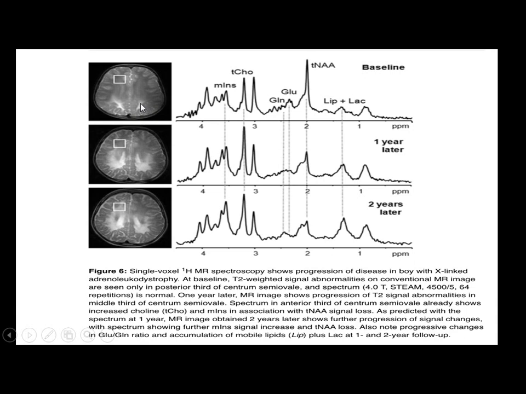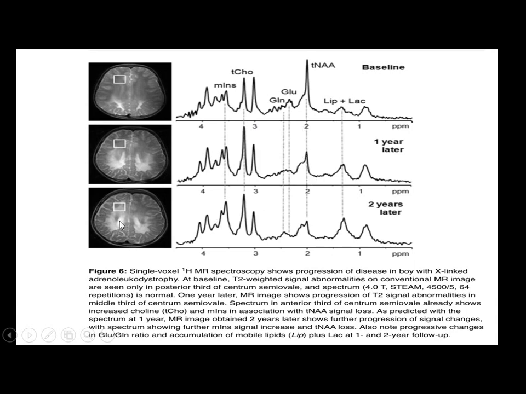This is a patient with adrenoleukodystrophy. You can see that there's abnormal signal within the posterior third of the centrum semiovale, and the spectrum had been put on the anterior third of the centrum semiovale, and you can see that the spectrum is normal. The choline, creatine, and NAA are normal. One year after, they did another imaging and another spectrum. The abnormal intensity extended to the middle third of the centrum semiovale, and the spectrum in the anterior third, in which there is no abnormality in the imaging, showed abnormality in the spectrum, in which there is elevated choline creatine ratio and NAA started to decrease.